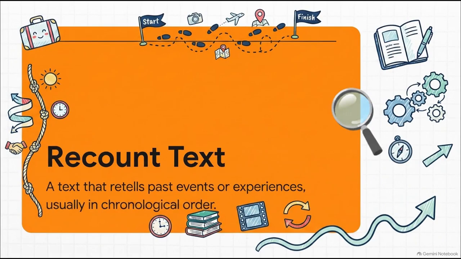So the crucial point here is understanding exactly what we're working with. A recount text. Basically, it's a text that retells past events or experiences, and usually it does this in chronological order. It's not about arguing a point. It's not explaining how a machine works. It's simply about taking your audience by the hand and walking them through something that already happened, step by step, right from start to finish.